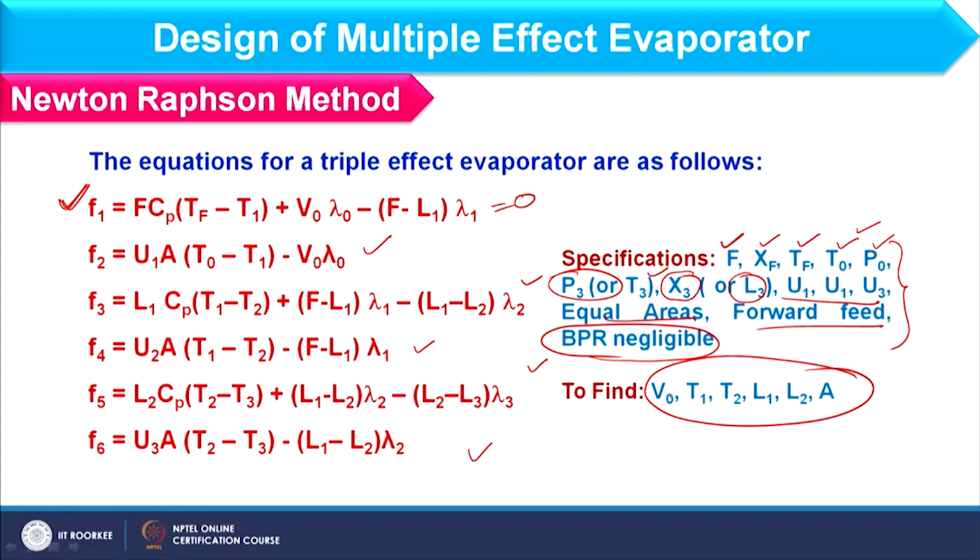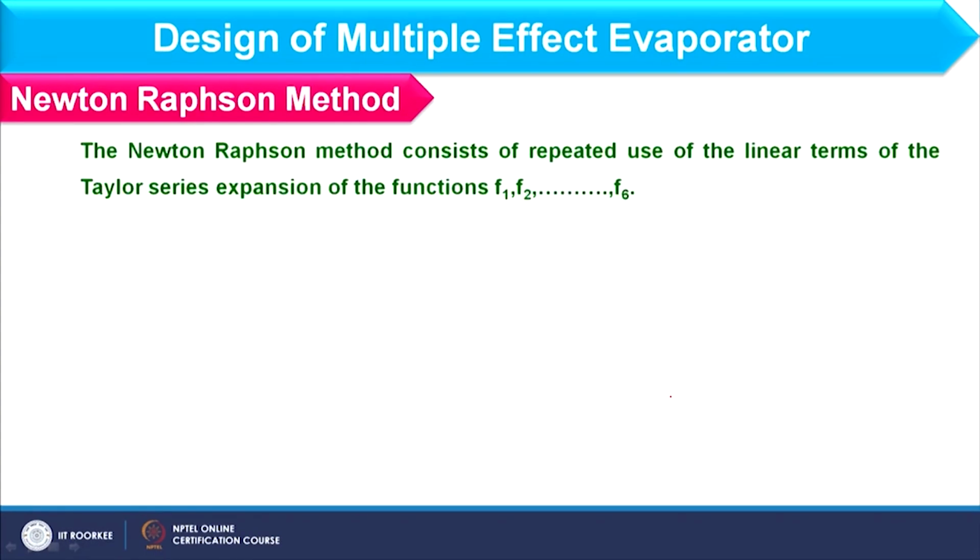So, let us see how this method works. So, the first step of this method, that is Newton-Raphson method, we convert all equations F1 to F6 from non-linear nature to linear nature. Okay. And how we do this? We do that with the help of Taylor series expansion.